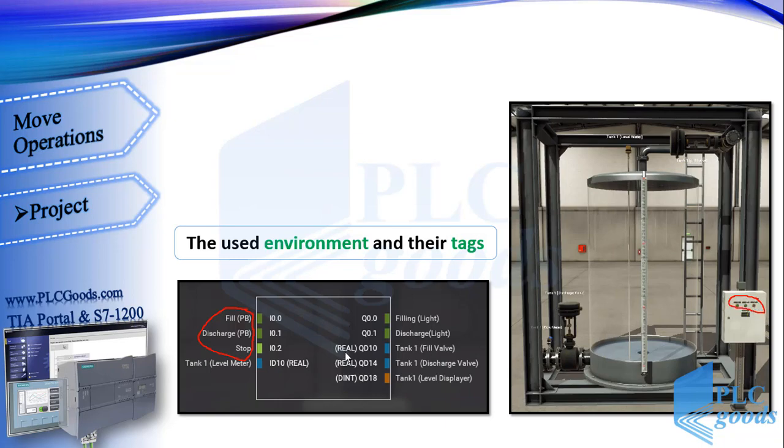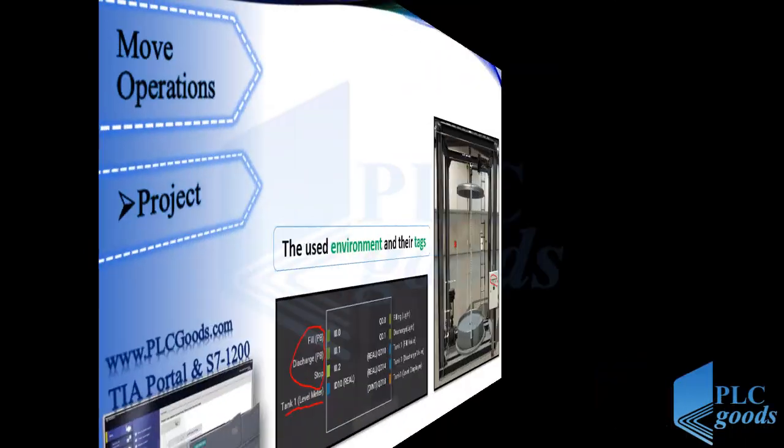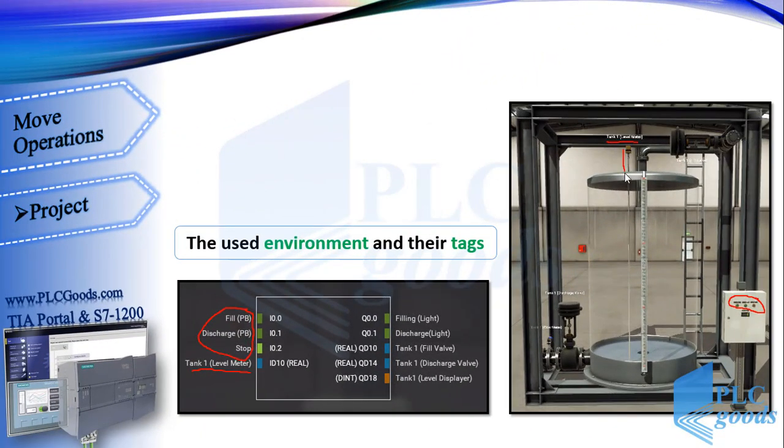We have 3 push buttons and a level sensor which will be connected to PLC inputs. At the PLC outputs, there are 2 lights, which are on the push buttons. The fill and discharge valves work with a voltage between 0 and 10. And a digital displayer which can show numbers. Here, pay attention to data types. In this project we'll have real and double integer data.